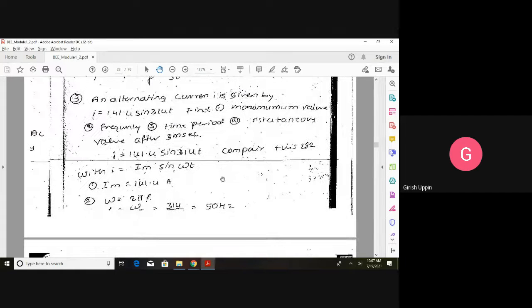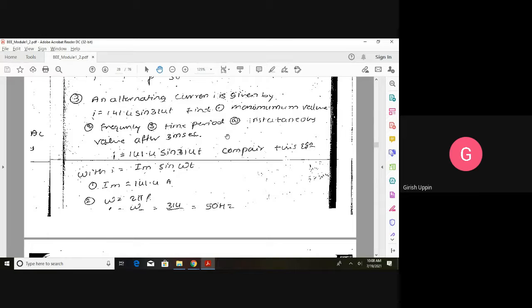Okay, next problem. An alternating current is given by I is equal to 141.4 sin 314 t. This is the mathematical equation of the alternating current. Find the maximum value, frequency, time period, and instantaneous value after 3 milliseconds. So this equation is given.